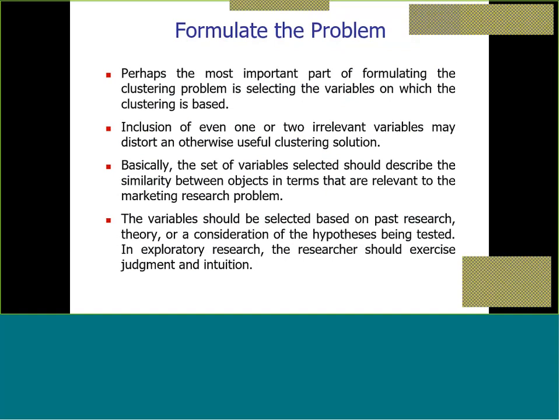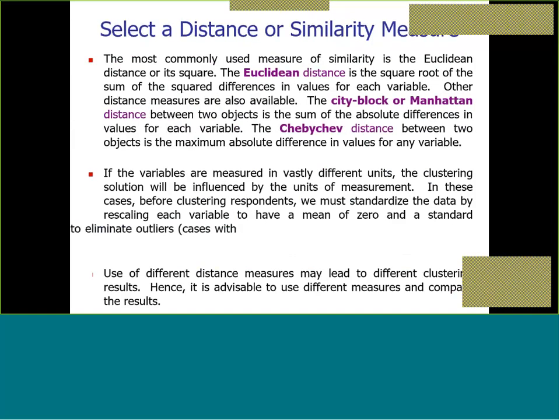So how to formulate the problem and how to identify the variables on which clusters are based? Perhaps the most important part of formulating the cluster problem is selecting the variables on which the clustering is based. If you include two or more irrelevant variables, then we may not have a perfect solution. That's why you have to choose properly the ideal variables on which the cluster should be based. Then you have to select a distance or similarity measure between clusters.